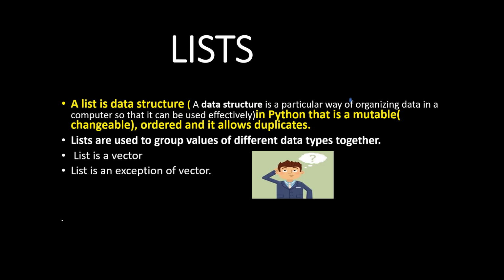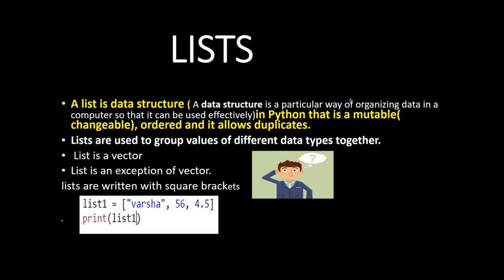Okay, now how to create a list? We can create a list using square brackets. So using square brackets, we can create a list, and whatever values I have to put inside my list, I can put inside the square brackets. If I am inserting a string, I have to use either single or double quotes, and I separate each value by a comma. And when I print this list, whatever values I have inserted will be printed.